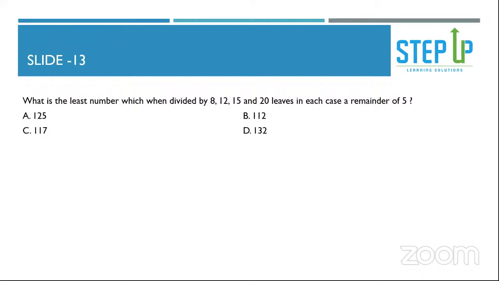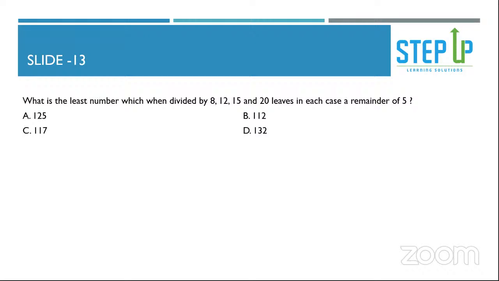Okay, only 2 more questions. We'll finish this and then we'll end the class. So what is the least number which when divided by 8, 12, 15 and 20 leaves in each case a remainder of 5? It is similar to the previous one. When they are asking about a remainder of 5 in each case, it means that subtracting 5 from this number, that number should be divisible by 8, 12, 15 and 20.